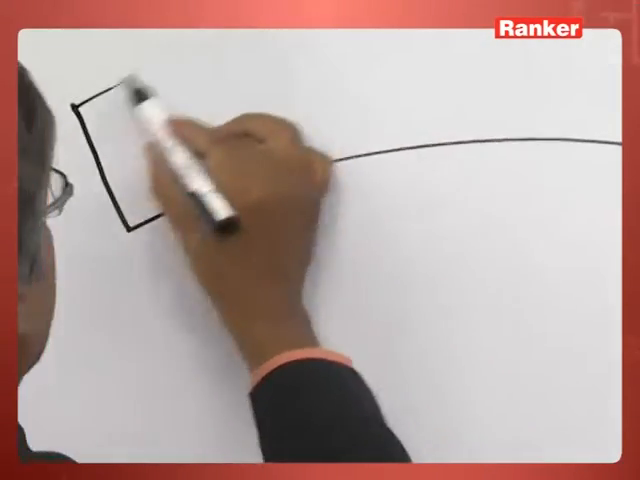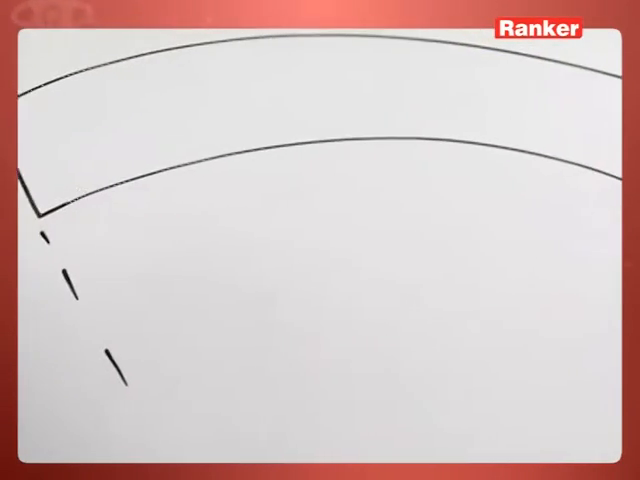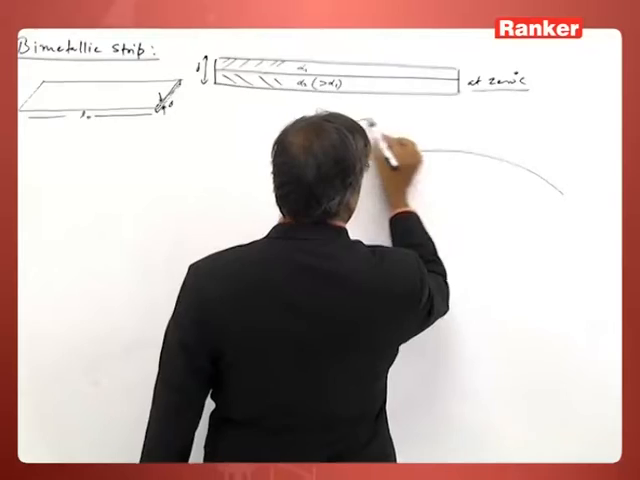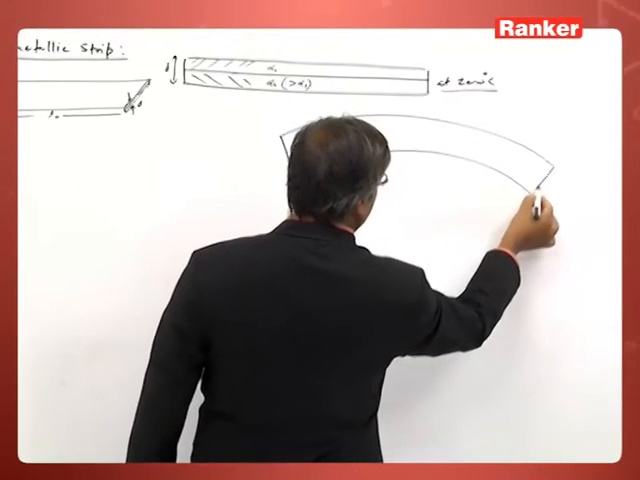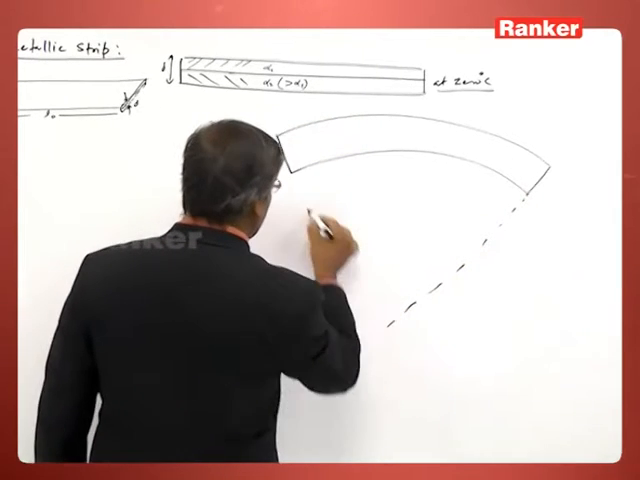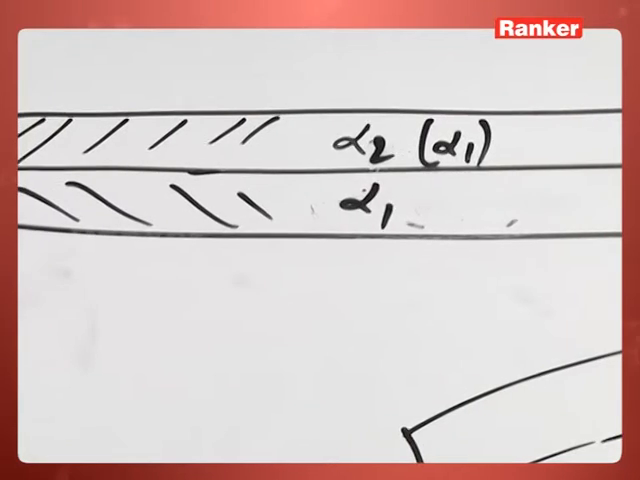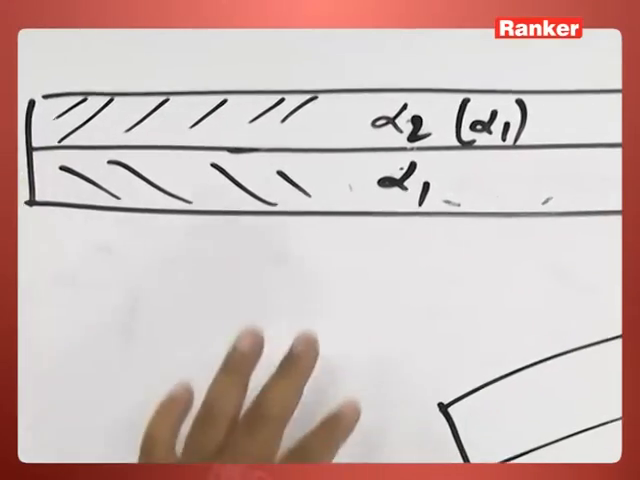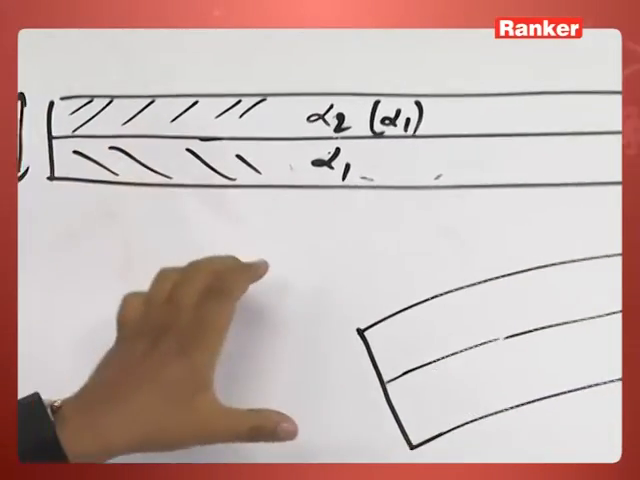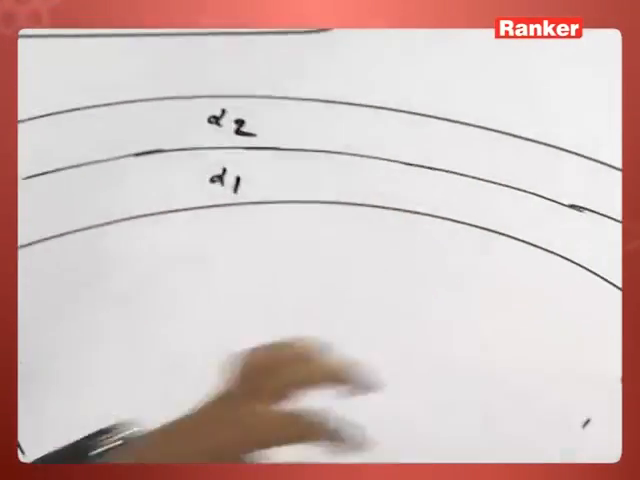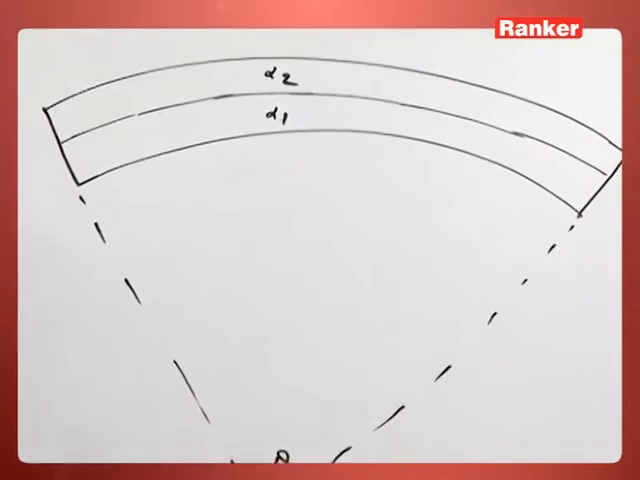Now, what happens when the temperature rises? Then this strip forms an arc. It forms an arc of a very small angle, say theta. This is alpha 2, greater than alpha 1, and this is alpha 1.